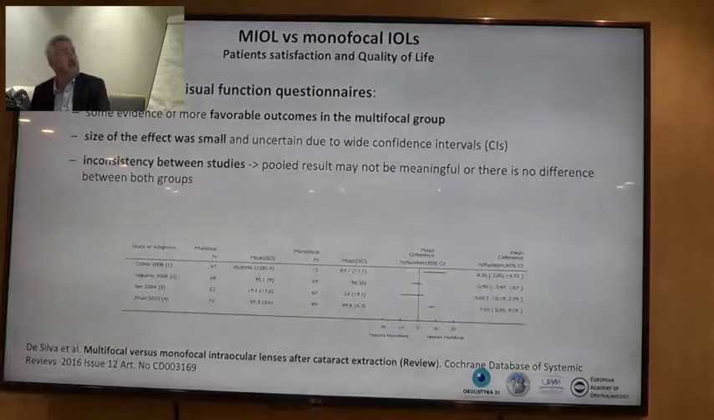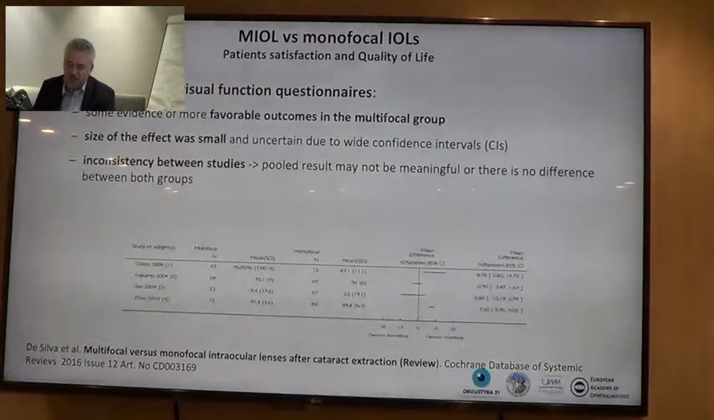As we see here, there were reports based on visual function questionnaires, some evidence of more favorable outcomes in the multifocal group. The size of the effect was small and uncertain due to wide confidence intervals, and there was inconsistency between studies. The pooled result may not be meaningful, or there is no difference between both groups.